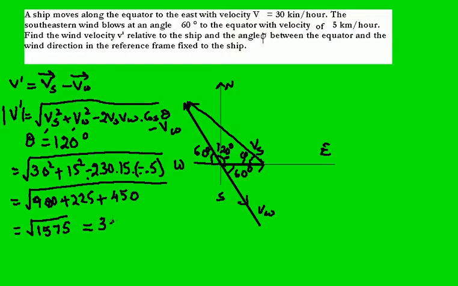The exact value would be about 39.68, or approximately 40 kilometers per hour. So this velocity v dash would be equal to 39.7 kmph. In addition to this, we have also been asked to calculate this angle phi, which is the angle the resultant velocity of the wind direction in the frame of reference of the ship makes with the equator.